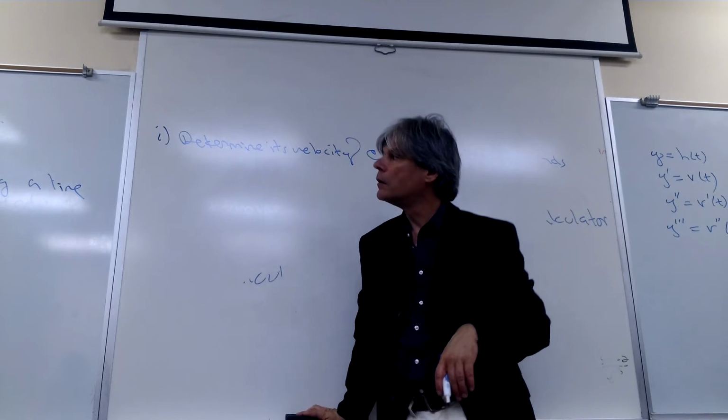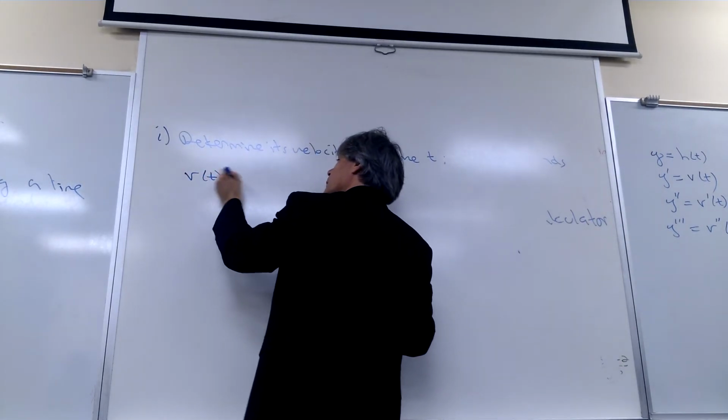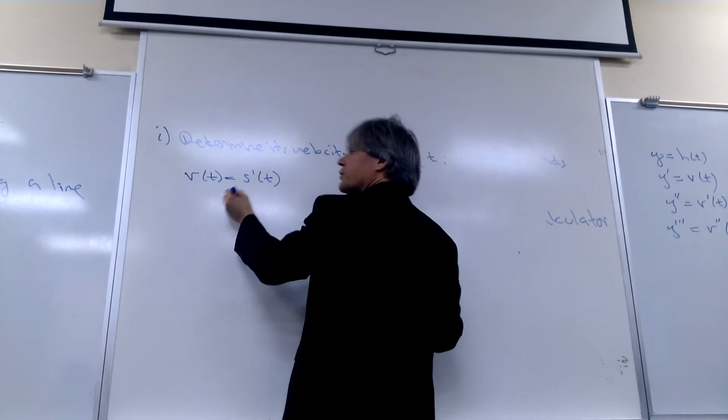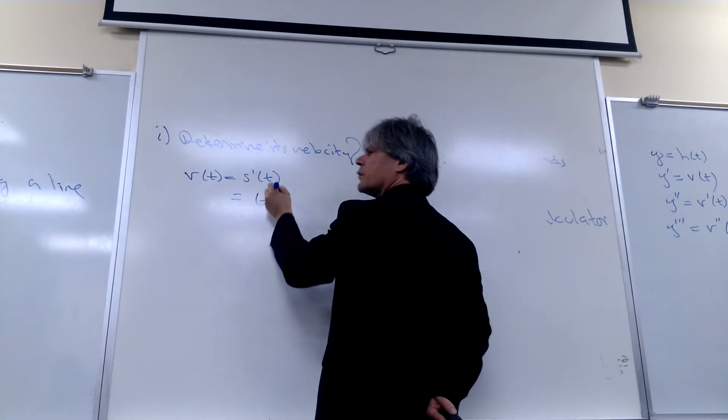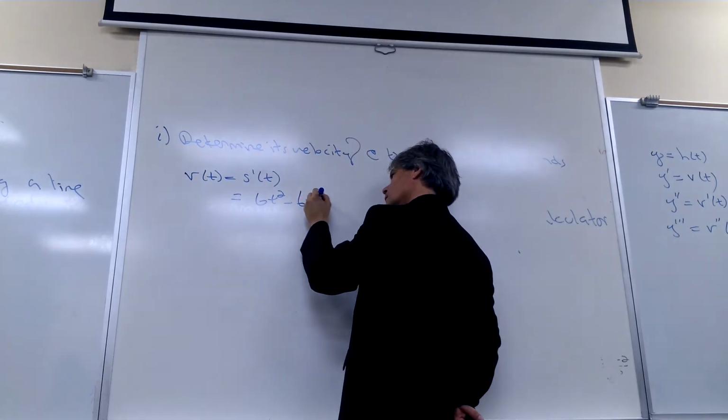6t squared and 16, I heard that. So what you're really saying is the velocity function is going to be nothing more than the position function's derivative, which in this particular case is 6t squared minus 6t minus 12.